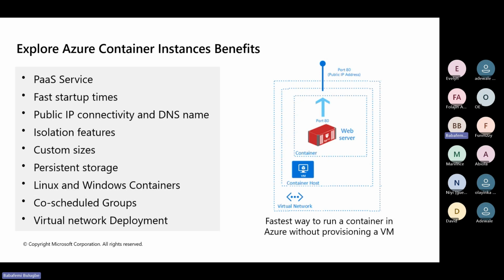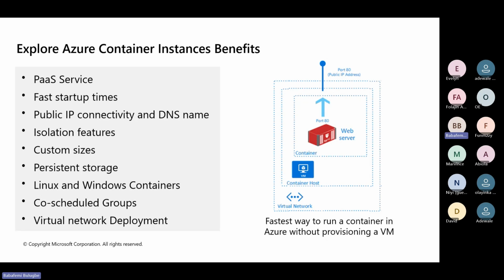So you can have a public IP connected to the container just the same way we have it on the virtual machine and the likes. So it's an isolated environment, and that's why you have the isolated features. Custom size: you can create the container to customize the size. This is how large you want your container instance to be. This is how small you want it to be.